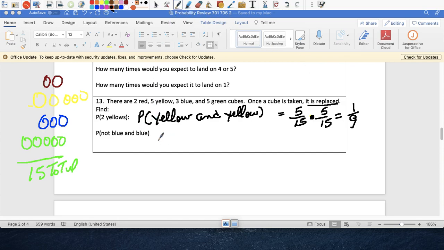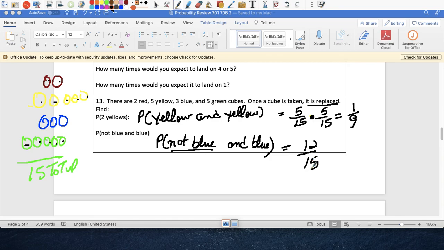Not blue. So we want to get not blue and then a blue. And again, it is replaced. We put the marble back. So not blue would be the red, the yellows, and the green. So 1, 2, 3, 4, 5, 6, 7, 8, 9, 10, 11, 12. So not blue, 12 out of 15, right?